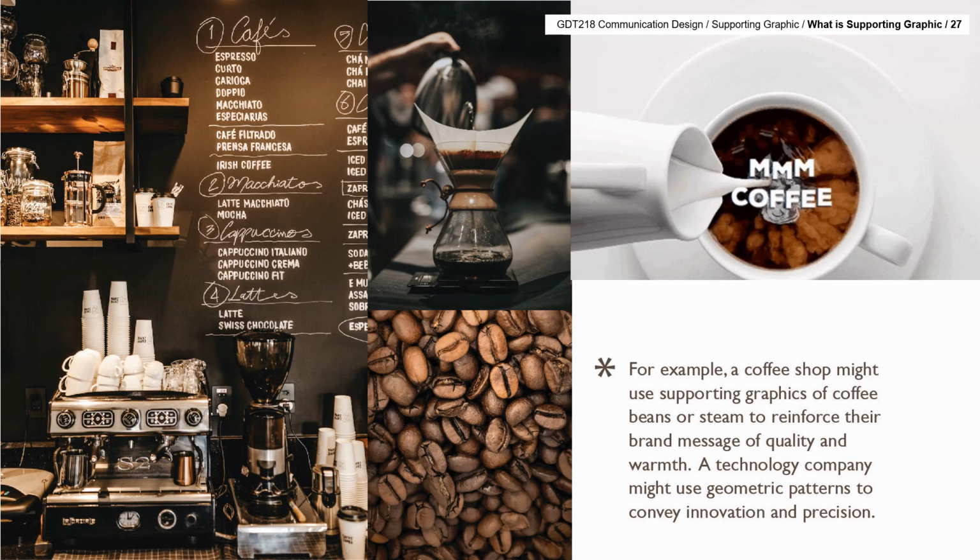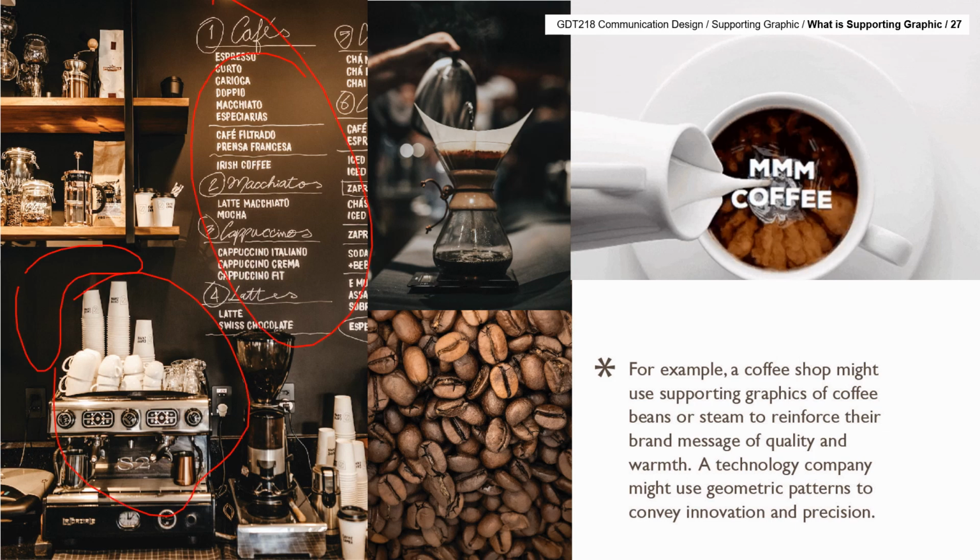Let's analyze one case study here, a coffee shop. So a coffee shop might use supporting graphics of coffee beans or steam to reinforce their brand message of quality and warmth. So as we can see here, this is a coffee shop case study and they are using the color palettes, the typeface, the image and also the coffee bean as a supporting graphic to enhance their brand identity image design.